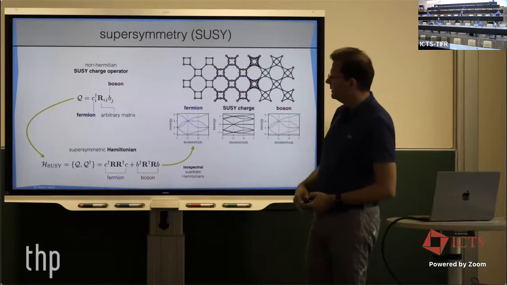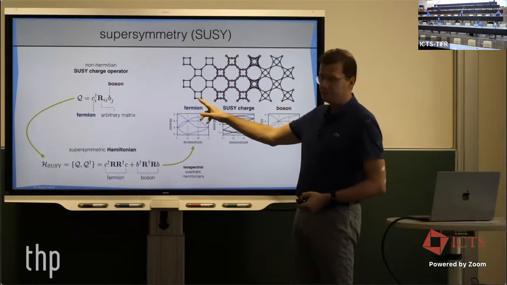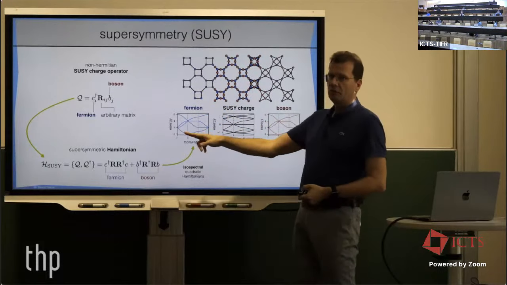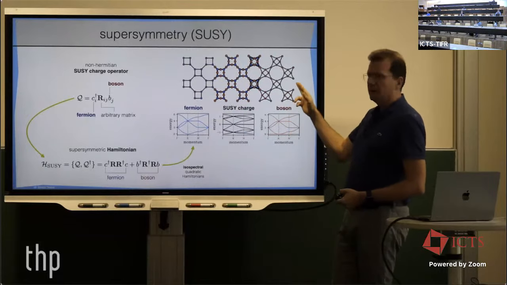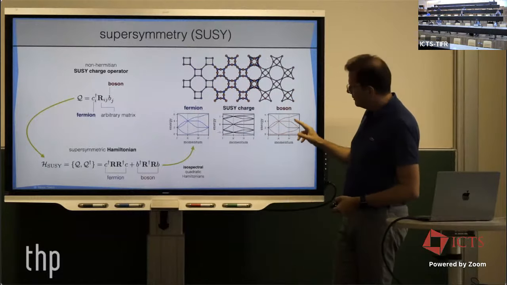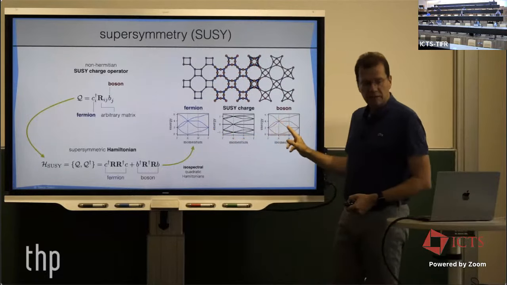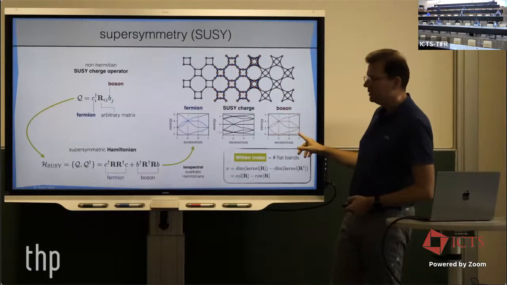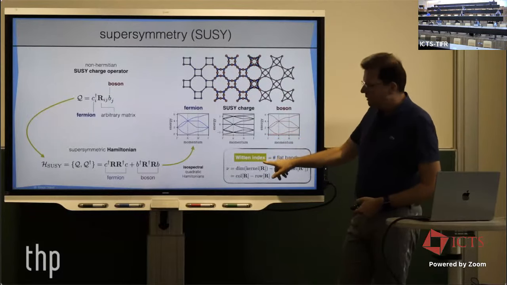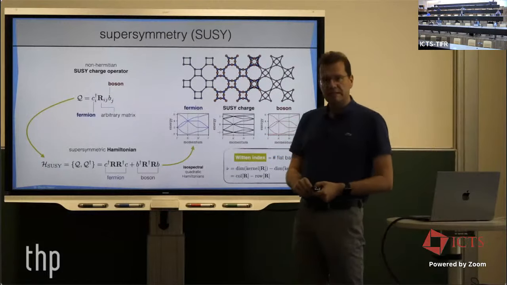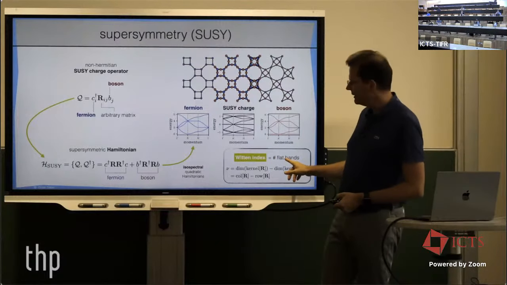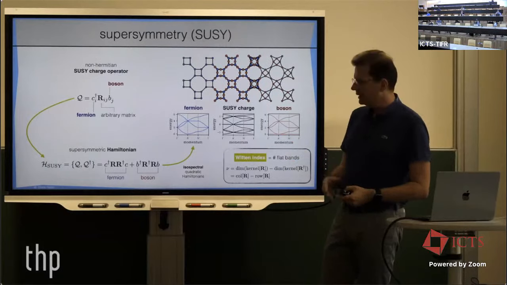Like in this example, where we connect fermions on the square octagon lattice and their spectrum to bosons on the Kagome lattice and their spectrum. And again, these two spectra are isospectral up to a zero mode, this flat band here, which you can associate with the Witten index of the supersymmetric theory. So that's the number of flat bands in the system, and we can easily calculate it.